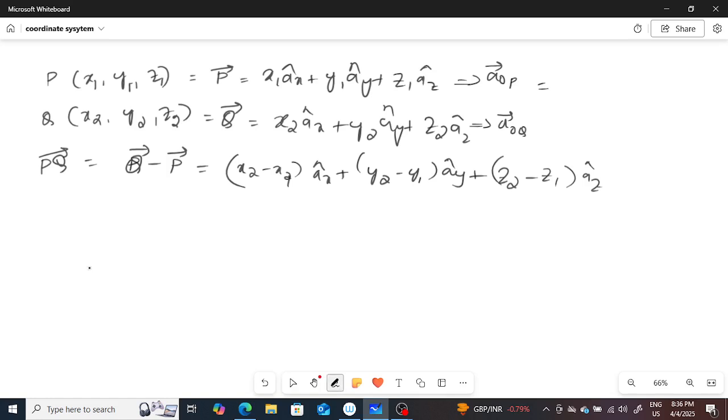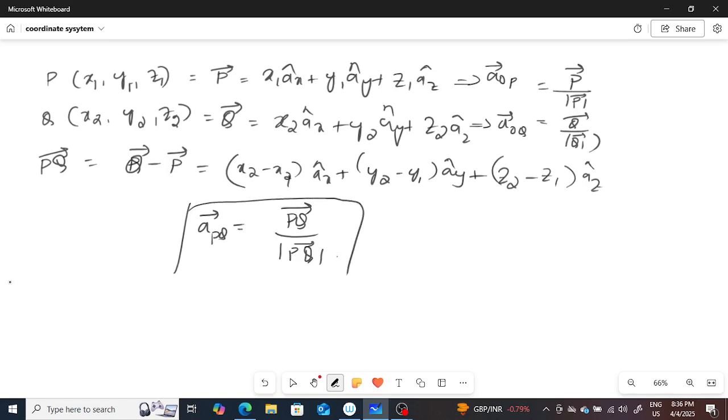This is nothing but OP and this is nothing but OQ. So you can directly write it as the P vector divided by the magnitude of the P vector, and the Q vector divided by the magnitude of the Q vector. Similarly, a_PQ will be given as the PQ vector divided by the magnitude of the PQ vector. These are the unit vectors.